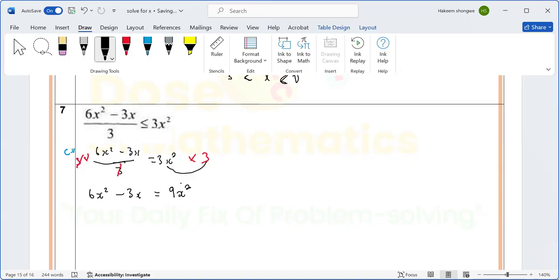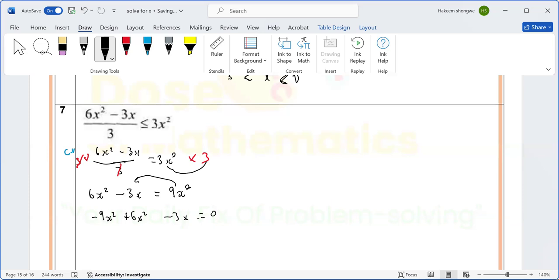Okay, what should I do from here? Then you transpose the 9x. Okay, if we transpose the 9x, we have minus 9x squared plus 6x squared minus 3x, which is going to be 0. Yes. Okay.